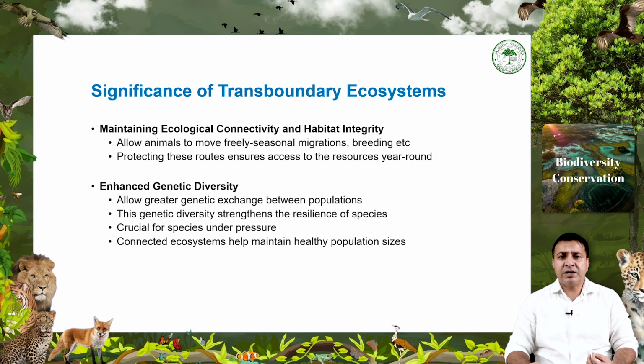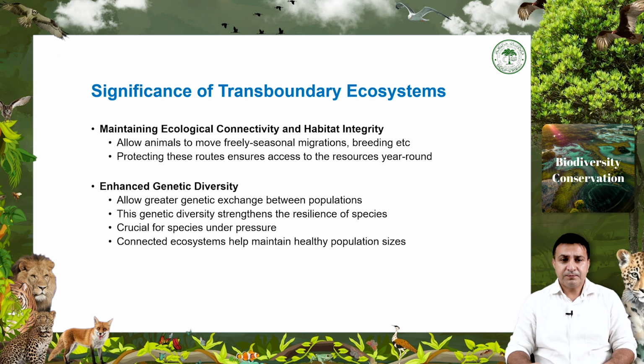Another importance is maintaining ecological connectivity and habitat integrity. We can say many species such as large mammals and migratory birds require vast interconnected habitats to survive. So we can say the transboundary ecosystems allow animals to move freely, especially for seasonal migration, breeding and to find food. For instance, animals like elephants, bison and migratory birds travel across borders as a part of their life cycles. So protecting these routes ensures that they have access to the resources they need year around for their survival.